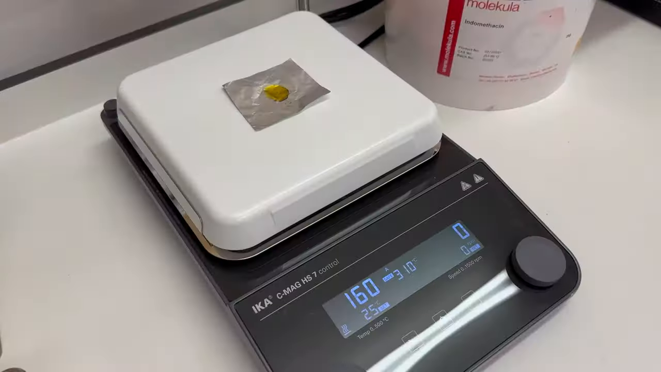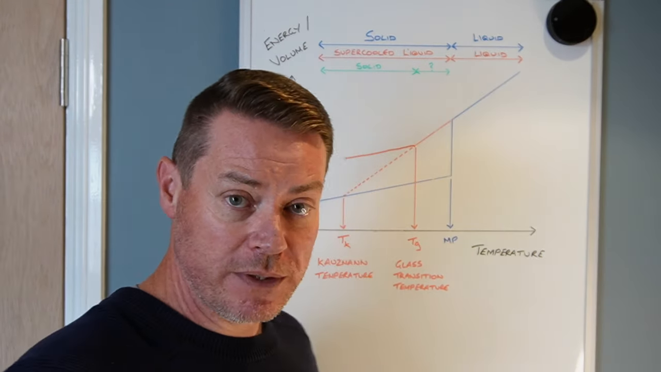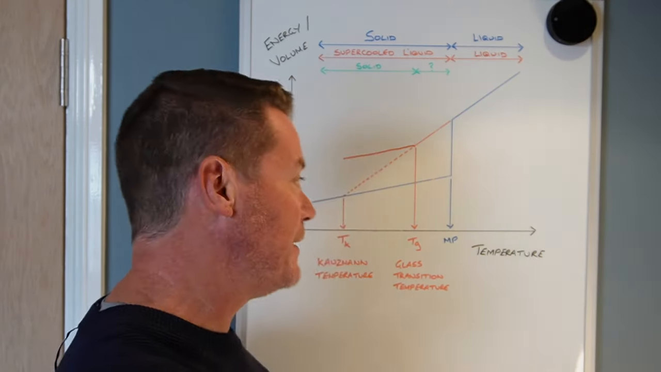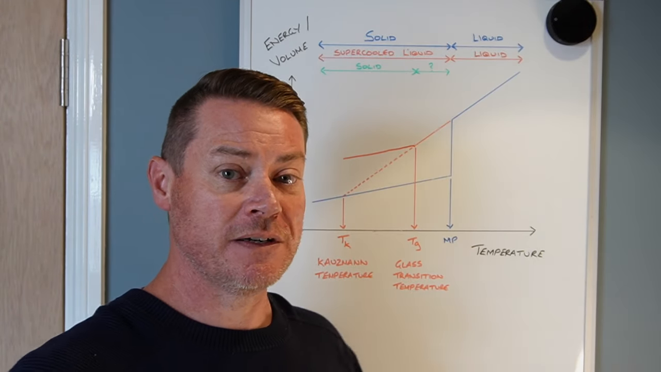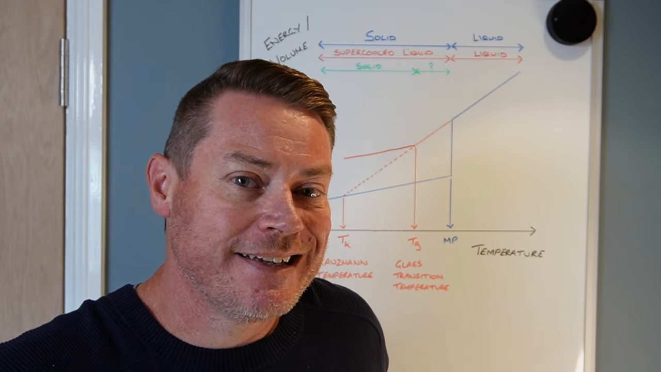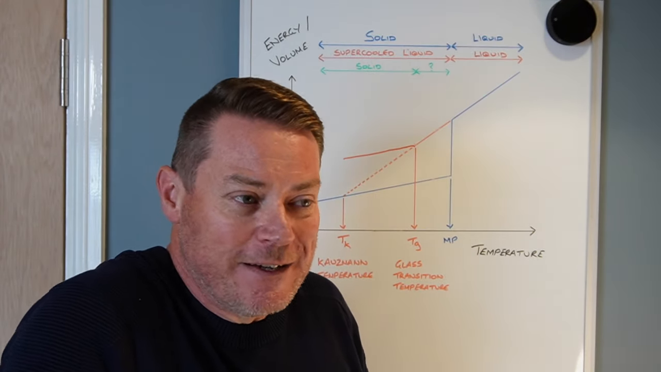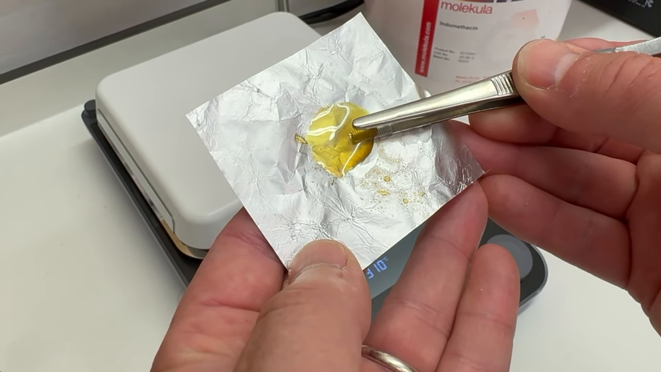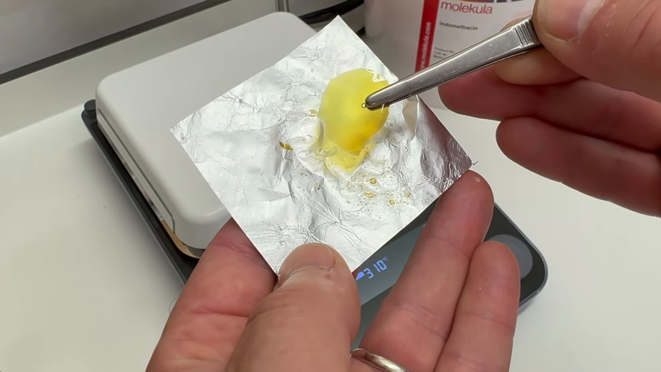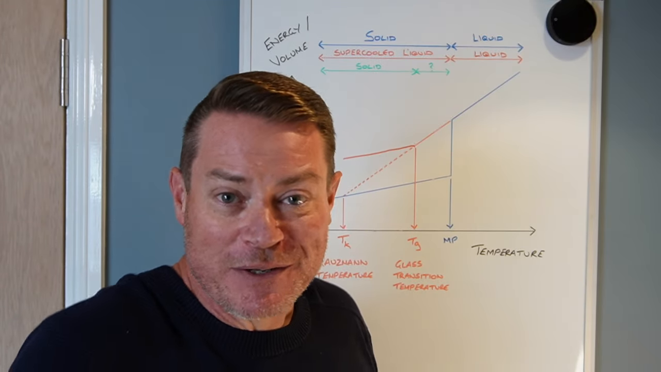If we let indomethacin cool back down again, then it doesn't recrystallize on cooling because it's not following this line. Instead, it becomes a supercooled liquid. And as you keep cooling it down, it will go through its glass transition temperature and become a solid. But importantly, it still looks like a liquid. So it's a solid because you can pick it up. I've picked it up with tweezers, for instance, and you can see it's a solid, but at the same time, it's yellow and it's translucent because it's a liquid.